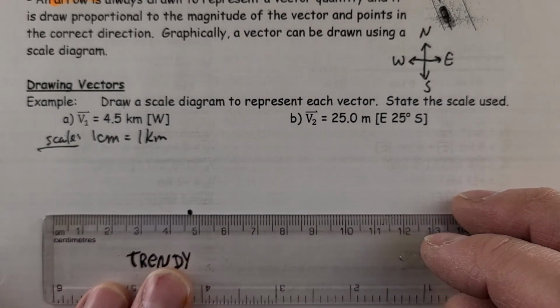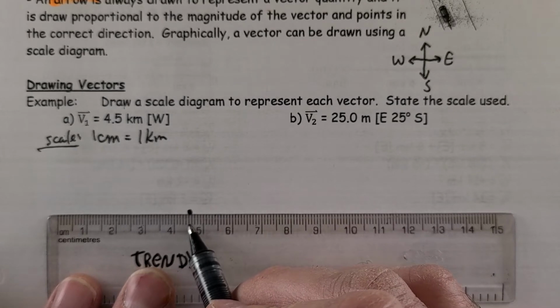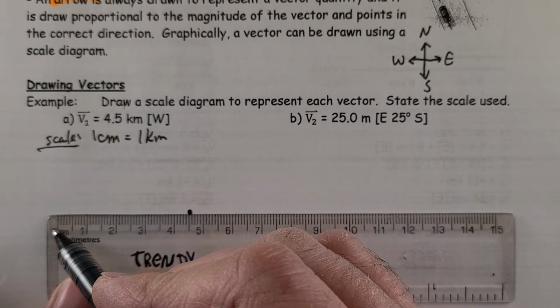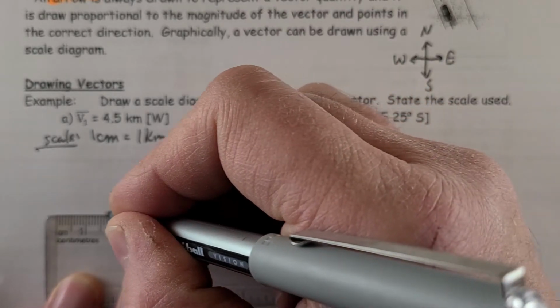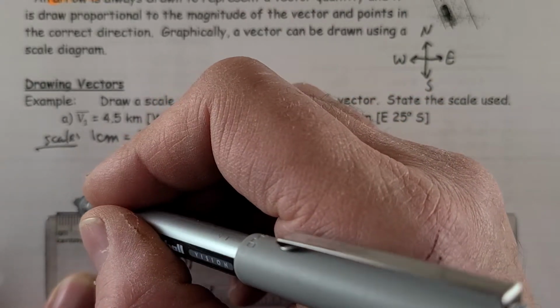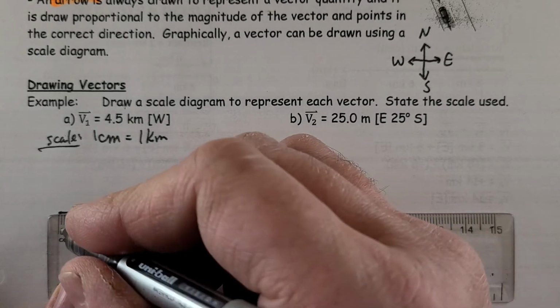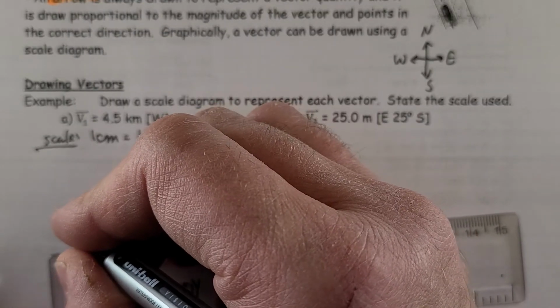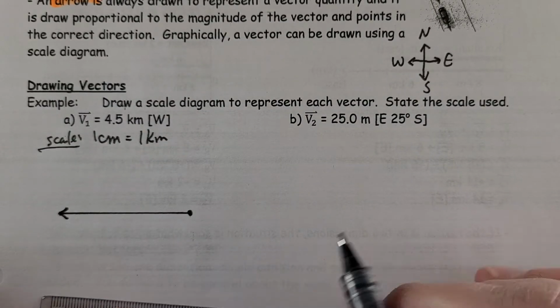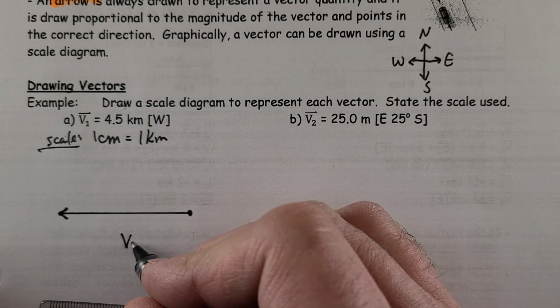So over here, 4.5 centimeters. So I'll line this up to 4.5. So I'm going to go as far as here. That's going to represent 4.5. So draw it like that, and be careful. Make it exact here. Don't go over. And make sure the arrowhead also coincides with the end of that arrow. Okay? And then I can call that V1.